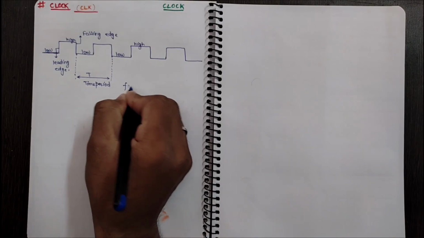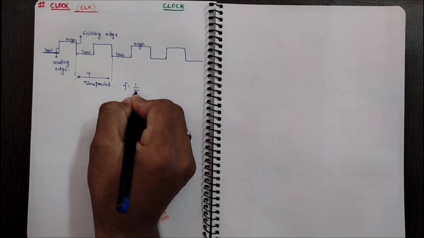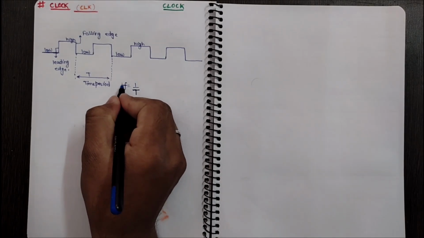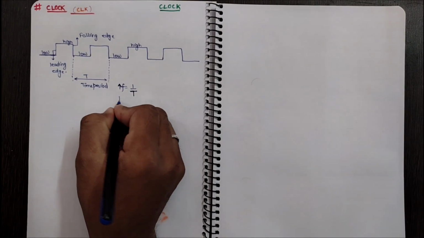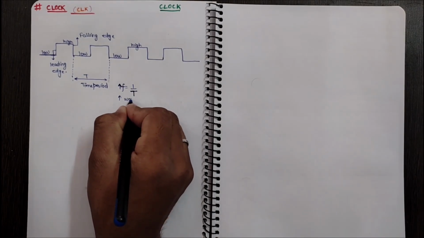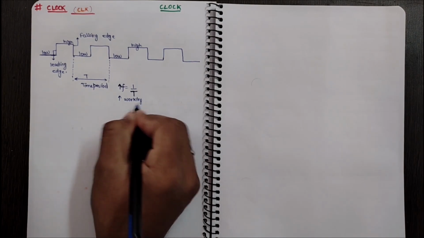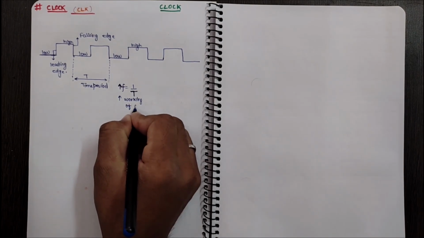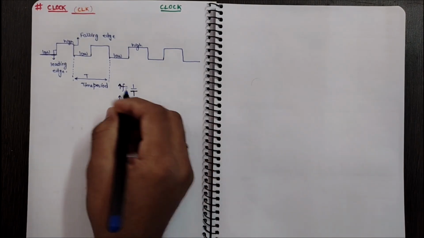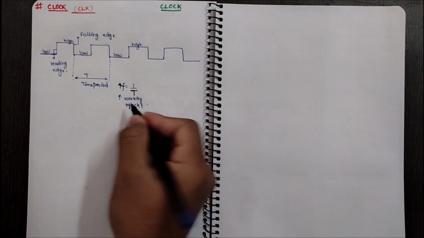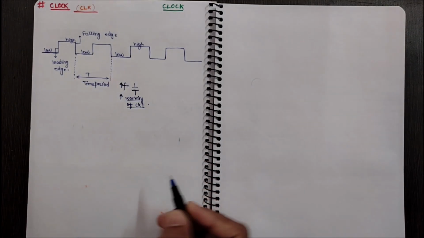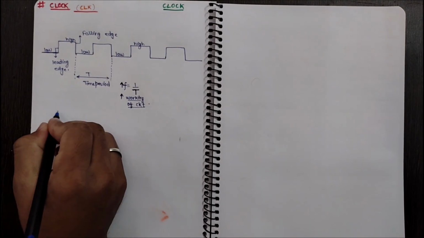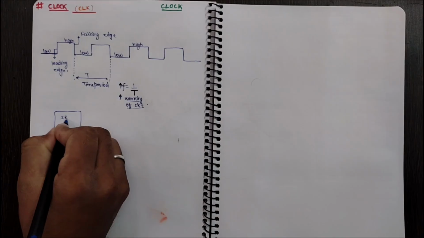Now we know that frequency is equal to 1 by time period. If we want the circuit to work faster, we need to increase the frequency, then only we can increase the working of the circuit. Or we can say that if we decrease the time period, we will enhance the working of the circuit. So let us take an example of a sequential circuit, that is the SR latch, SR flip-flop.